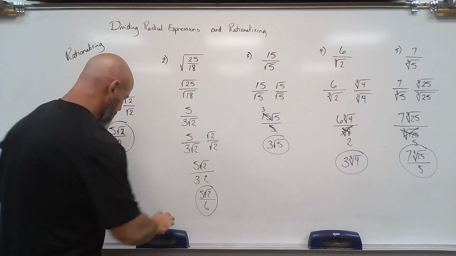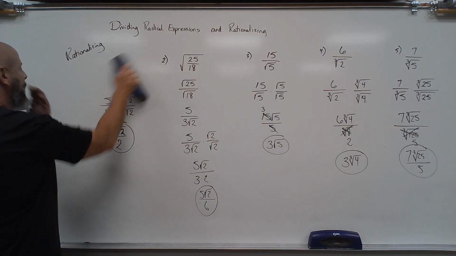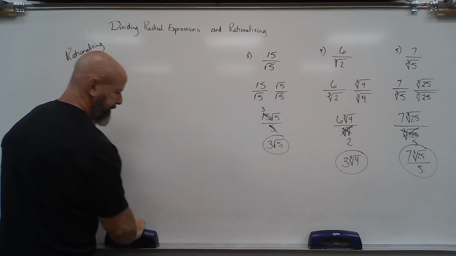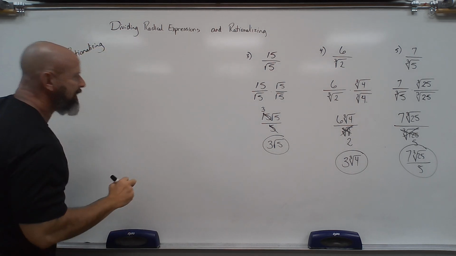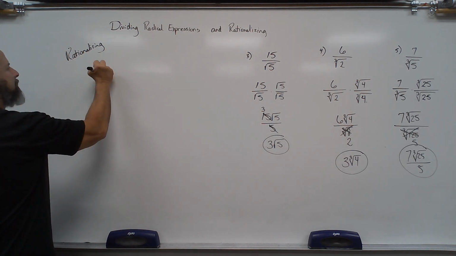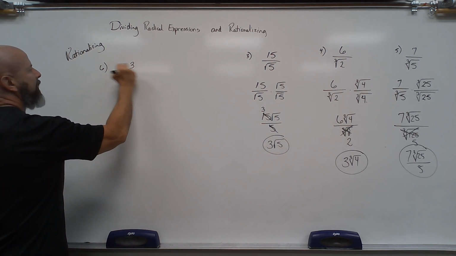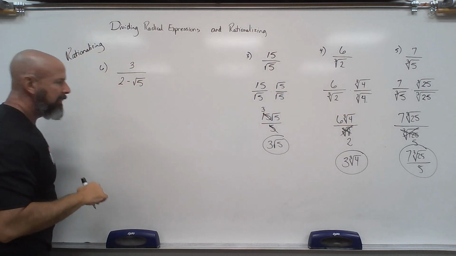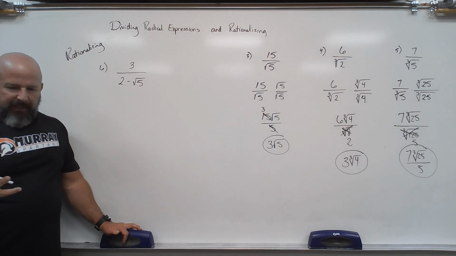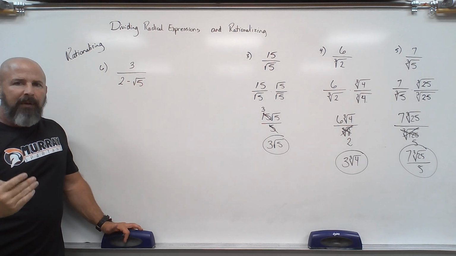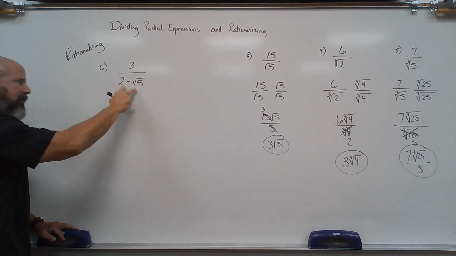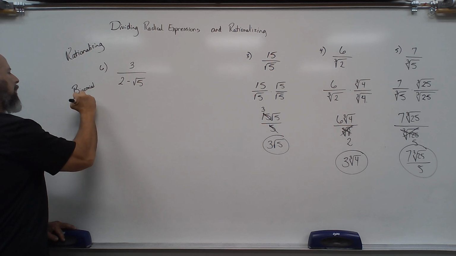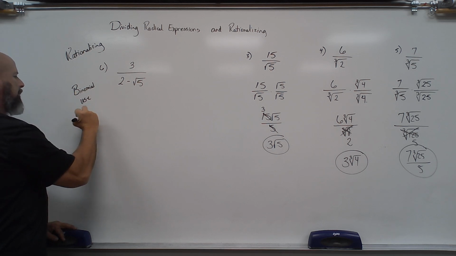That's my rationalizing. When we have a binomial, 2 terms in the denominator, changes things just a little bit. Let's say we had 3 over 2 minus root 5. Can't simplify. I need to get rid of that root 5 though. So when I see 2 terms of binomial, I want to use the conjugate.